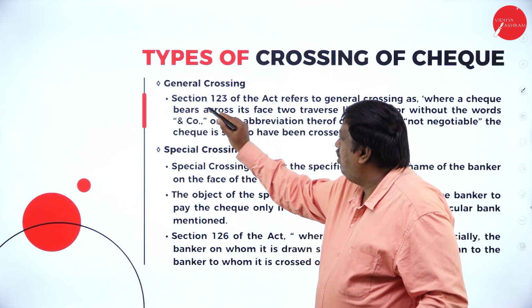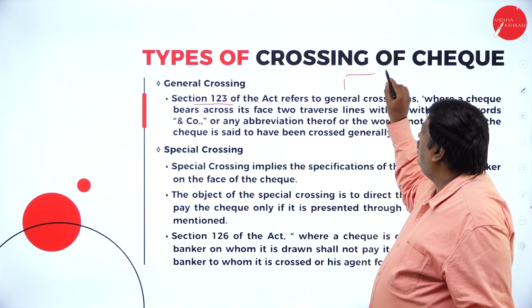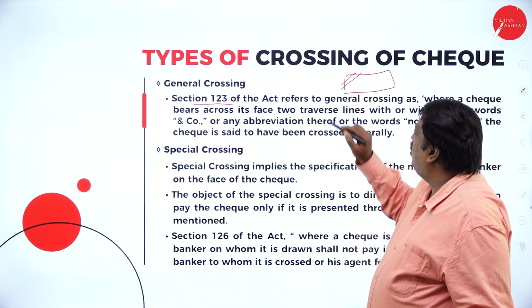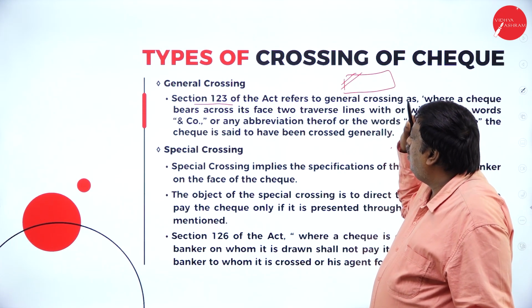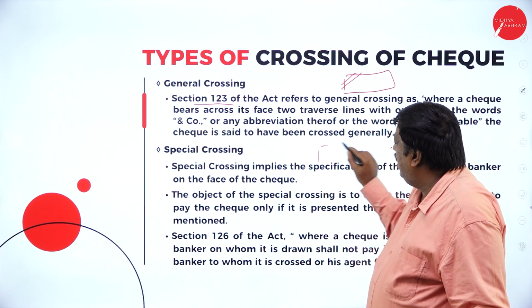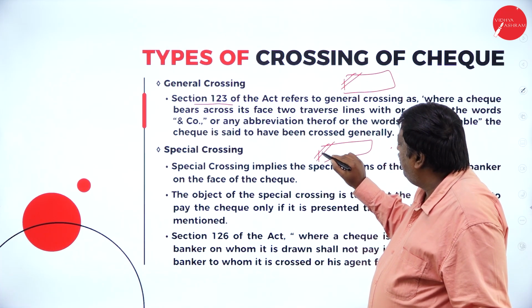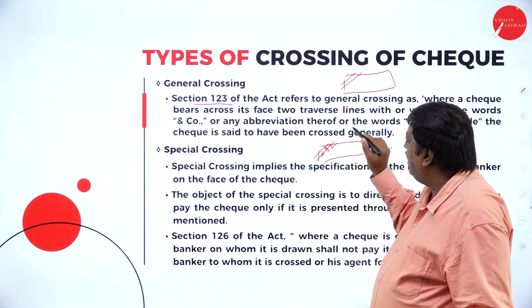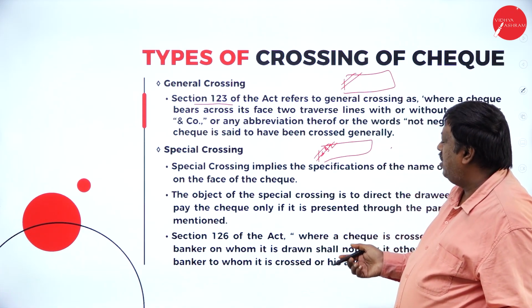General crossing, according to section 123, for all the checks we are going to present, either there should be 2 parallel lines written, or we have to write account payee only. Special crossing should be like two parallel lines and mention the name of the bank, that is SBI or Axis Bank or whatever you want to mention there.